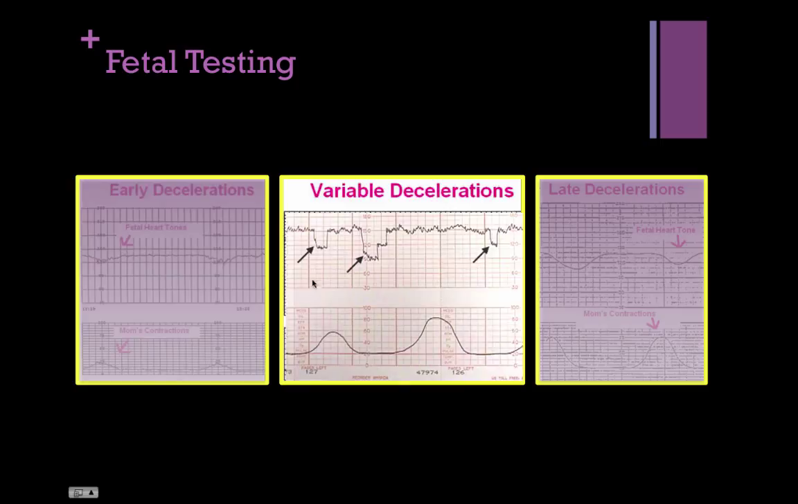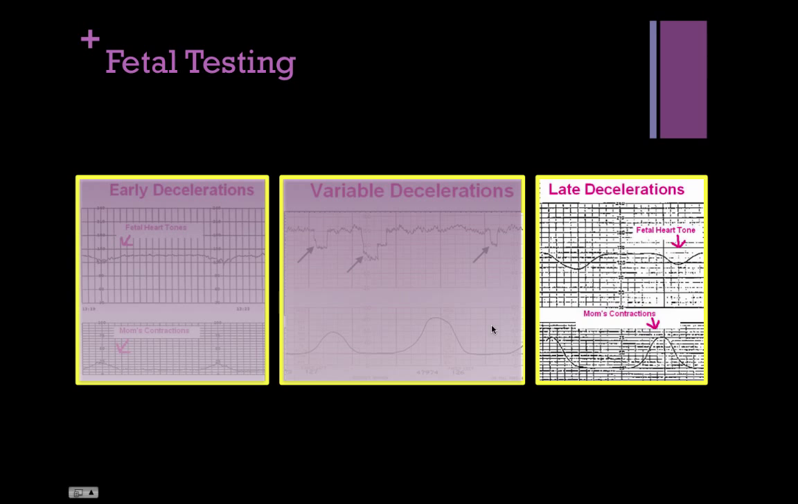Variable decelerations, it's just doing what it wants. It's not really matching contractions very well. So first it's early, then it has nothing to do with the contraction, then it's late, so it's all over the place. Late decelerations are consistently after mom's contractions, and that's a sign of placental insufficiency, and once again, late decelerations are bad.